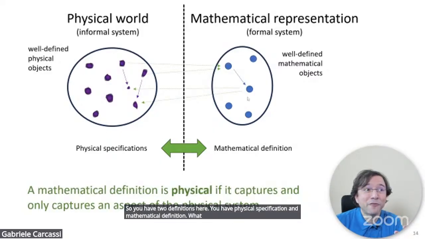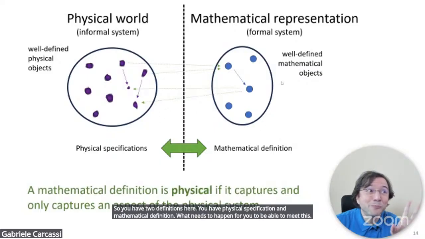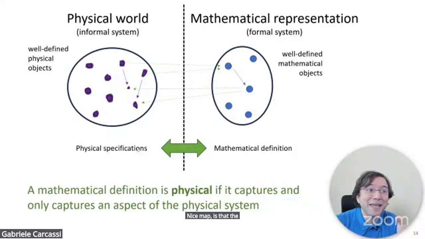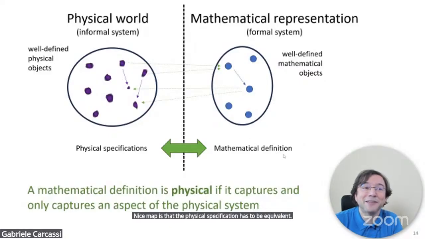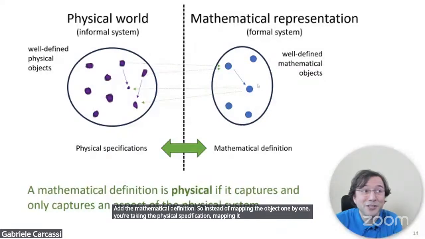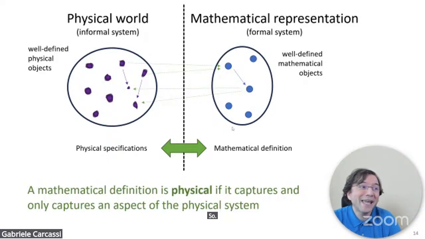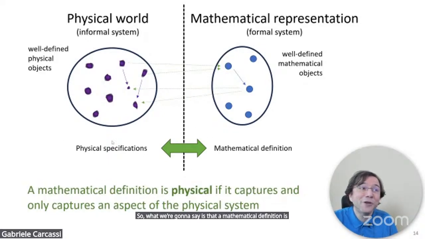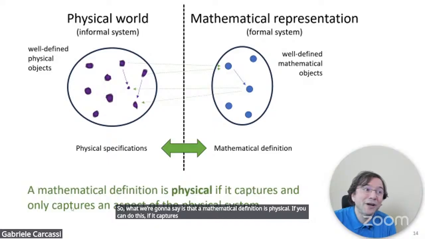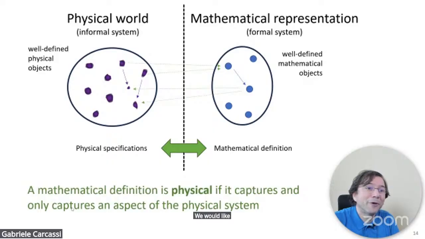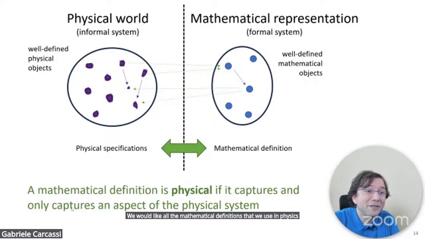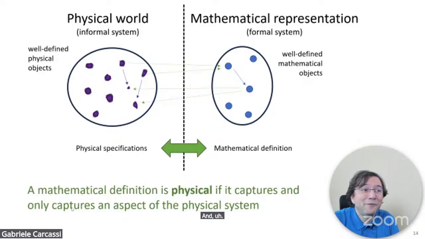What needs to happen for you to be able to make this nice map is that the physical specification has to be equivalent to the mathematical definition. So instead of mapping the objects one by one, you're taking the physical specification and mapping it to a mathematical definition, and that's exactly the case in which we can make this map. So what we're going to say is that a mathematical definition is physical if you can do this, if it captures and only captures an aspect of the physical system. And ideally, we would like all the mathematical definitions that we use in physics to have this property. And if you can't do it, then you need to fix it.